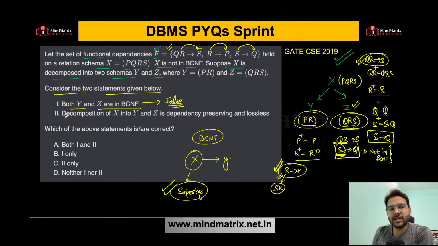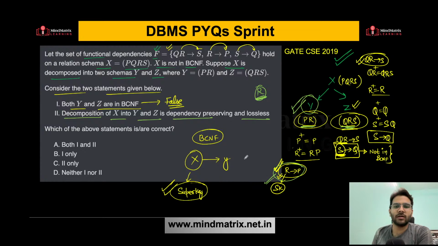Now let's see the second statement. Decomposition of X into Y and Z is dependency preserving and lossless. So this is a binary decomposition. Two relations are there. So first check for lossless or lossy. Do we have any common attribute? Yes, R is our common attribute. Is R a key in any one of the relations? Yes, it is a key in one of the relations, that is Y here, because R determines P, right?